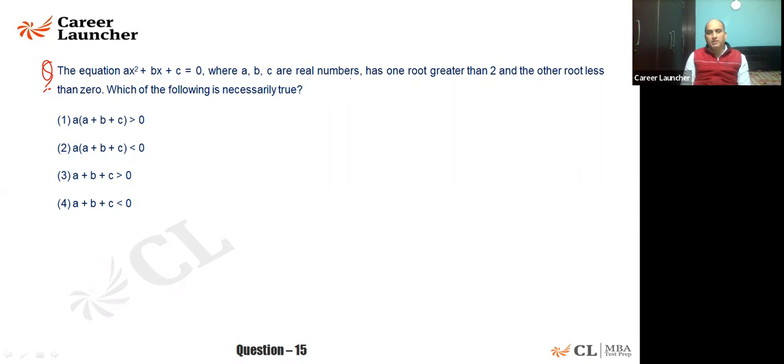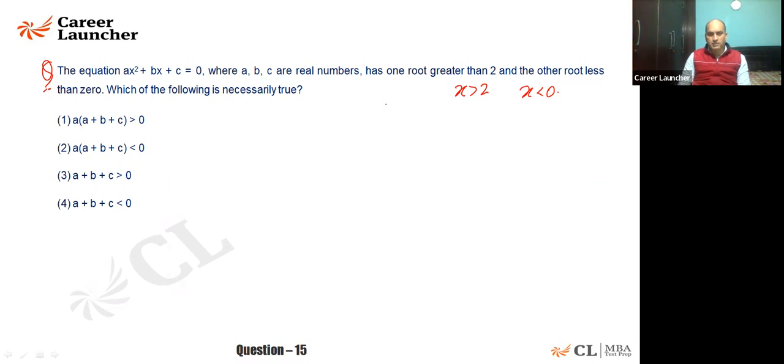The equation where A, B, C are real numbers has one root greater than 2 and the other root less than 0. So you got one root greater than 2 and the other root less than 0. Which of the following is necessarily true?